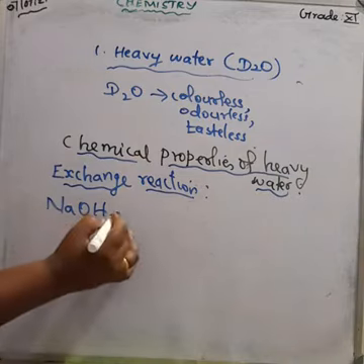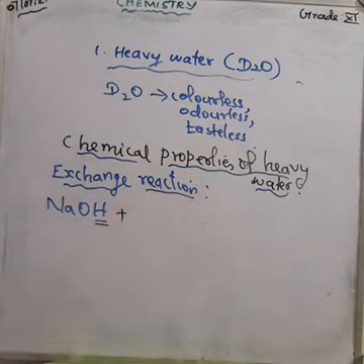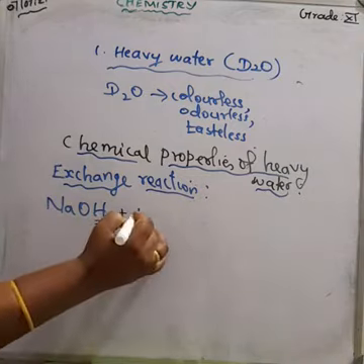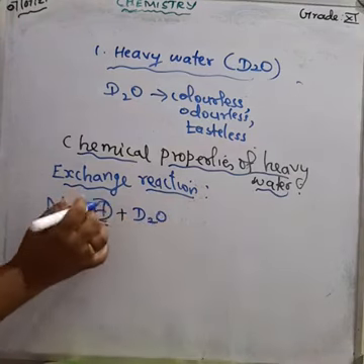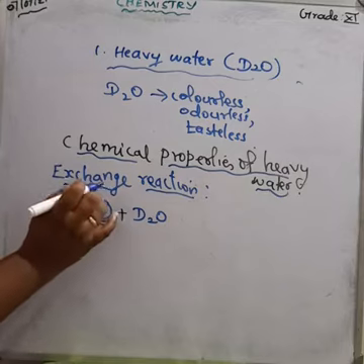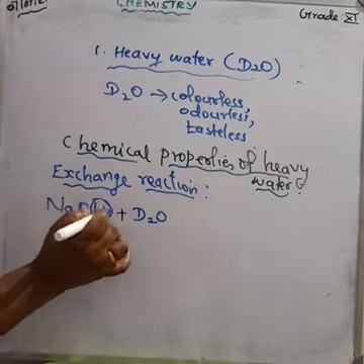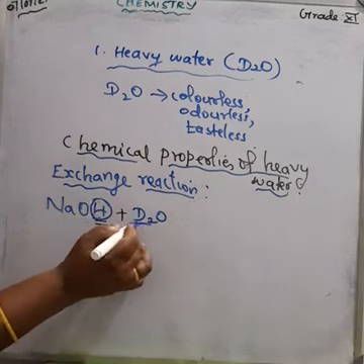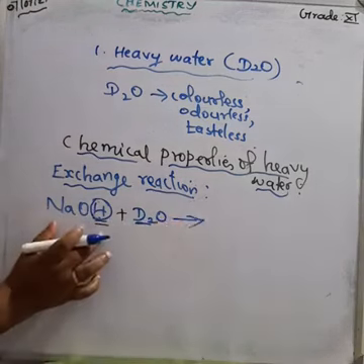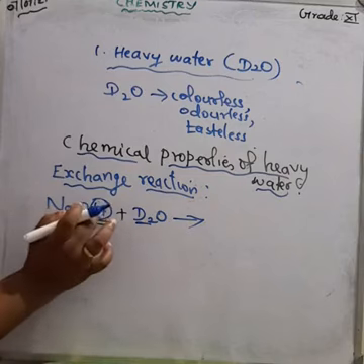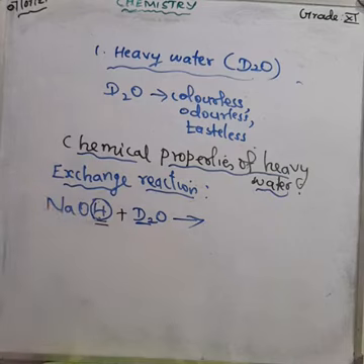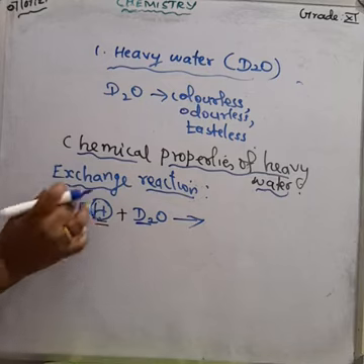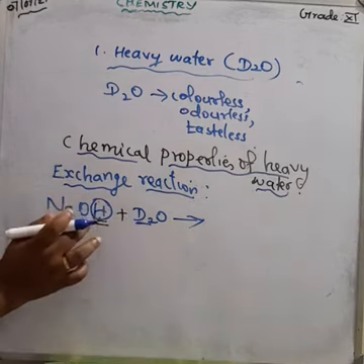When we treat the compound with D2O, heavy water, the hydrogen present in the compound can be exchanged for the deuterium. For example, sodium hydroxide contains hydrogen. When we add heavy water, D2O, to the sodium hydroxide, the hydrogen present in the NaOH is exchanged by the deuterium in heavy water.